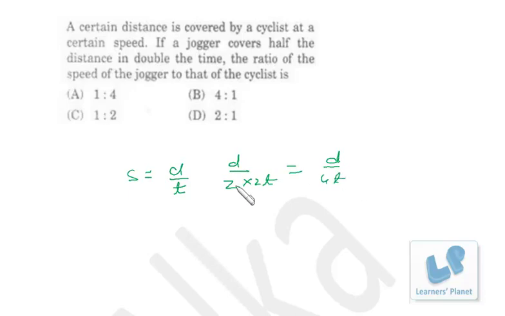So this is actually d by 4t. In the earlier case it was d by t. So the speed of the jogger will be 1/4 of the cyclist, right? So the speed of jogger to cyclist is 1:4. Okay.